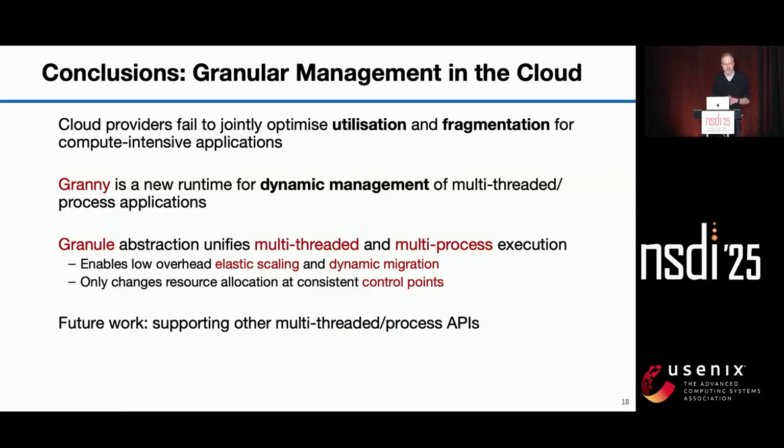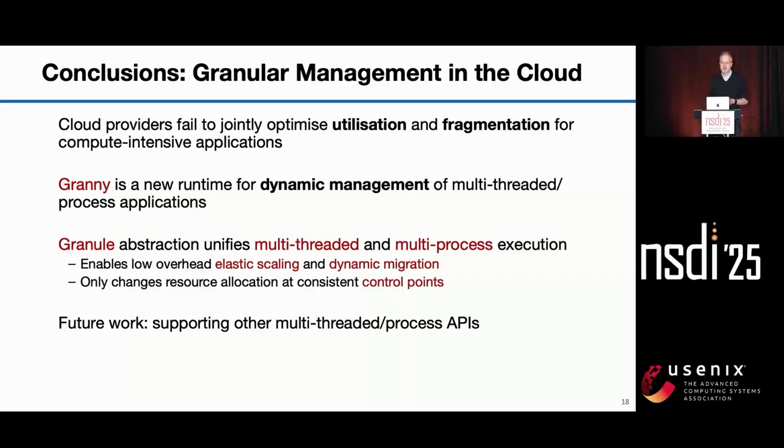I tried to convince you that there's an opportunity to jointly optimize for utilization and fragmentation when we support compute-intensive applications in cloud environments. And so I talked about Granny as a new runtime that tries to do dynamic management for these types of workloads. The key idea is the abstraction of granules that works both for multi-threaded and multi-process execution, and it enables new management features such as elastic scaling and dynamic migration of computation.